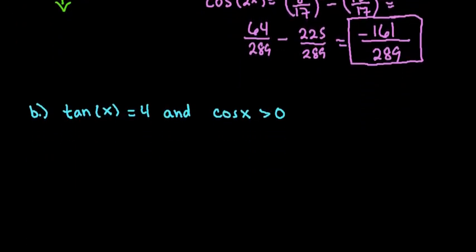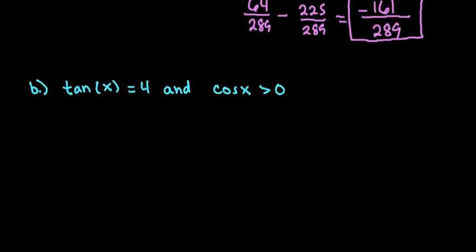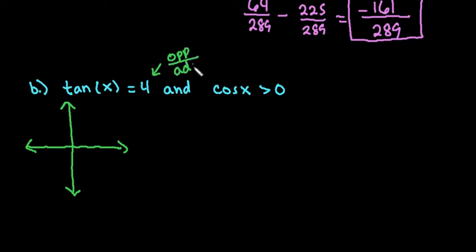All right, so let's do another one. This time the numbers aren't quite as nice as the first one, so let's go ahead and draw this out. For this one, we have tangent of x is equal to 4. So if you recall, tangent is opposite over adjacent. So since there is no value given, it's just understood to be 4 over 1.